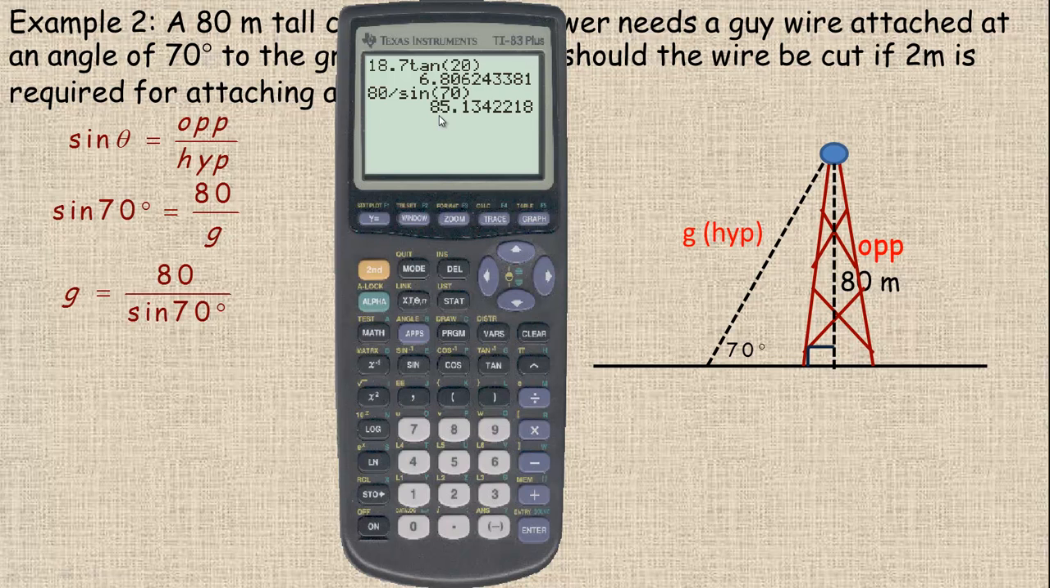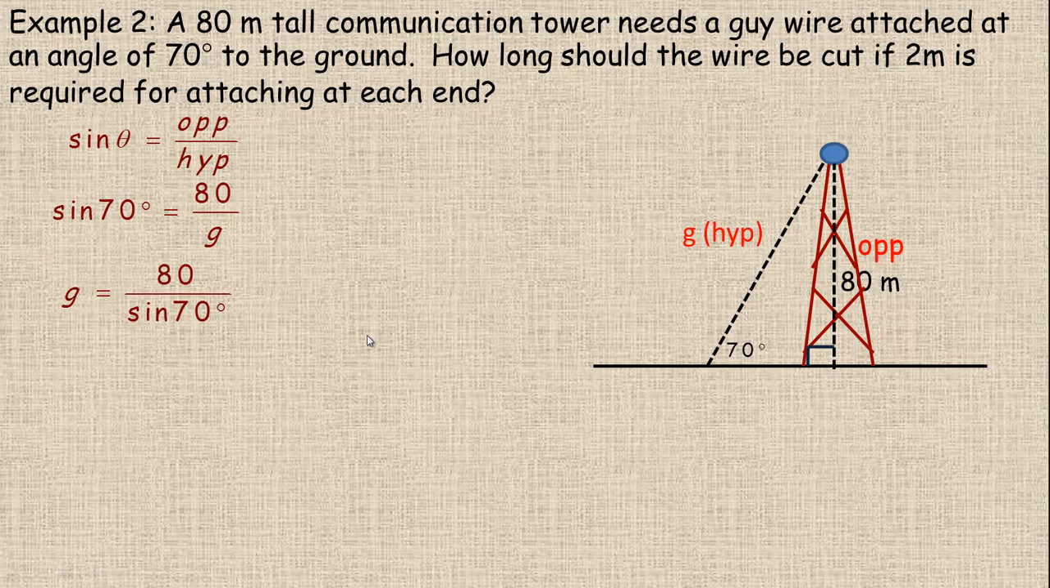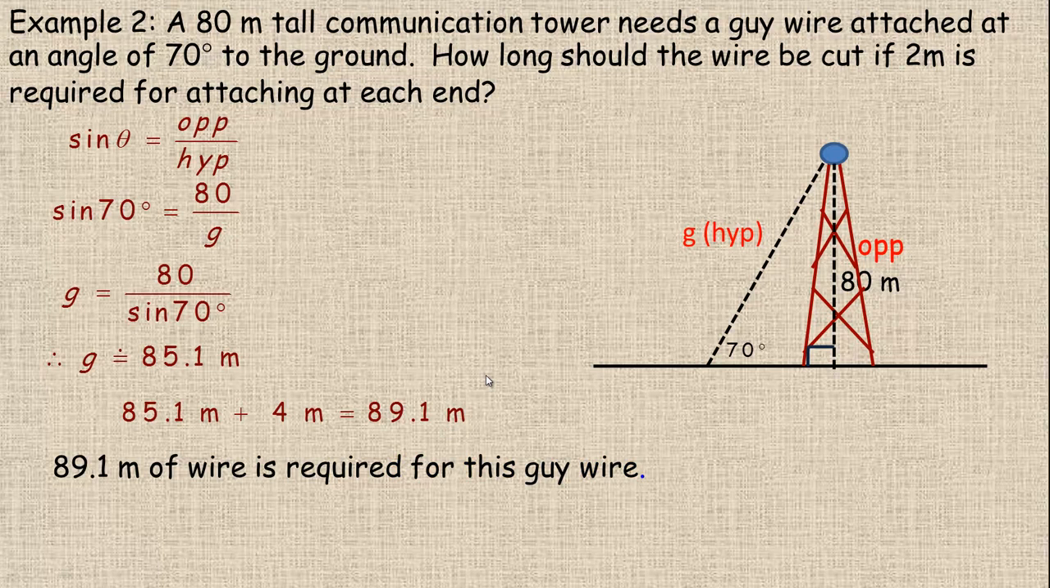And so that gives us 85.1. So G is 85.1 meters, and of course we need the 2 meters fastening, or 2 meters of wire on each end, so we need to add 4 meters to this to get the total length. So we would need 89.1 meters of wire to make that guy wire, that support wire. And that's the end of the video.